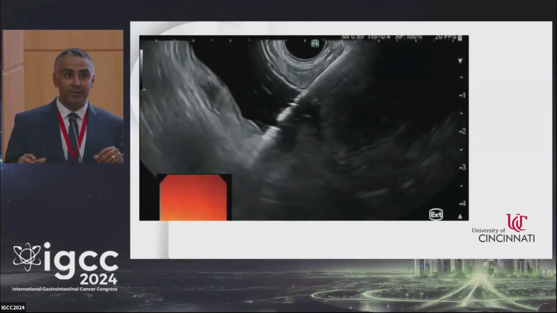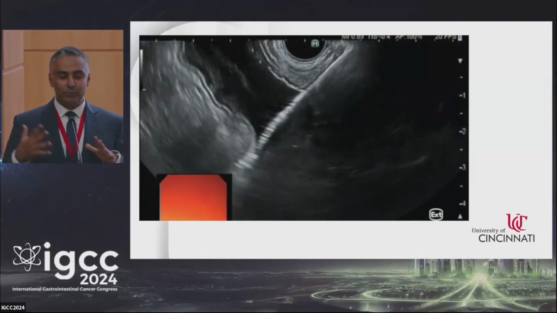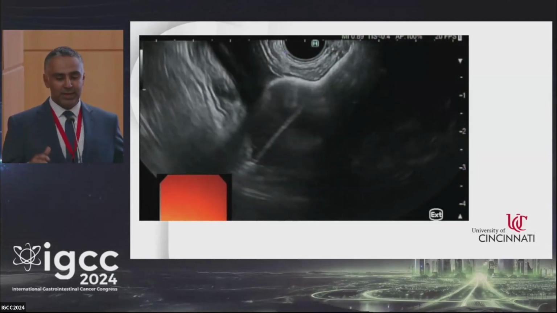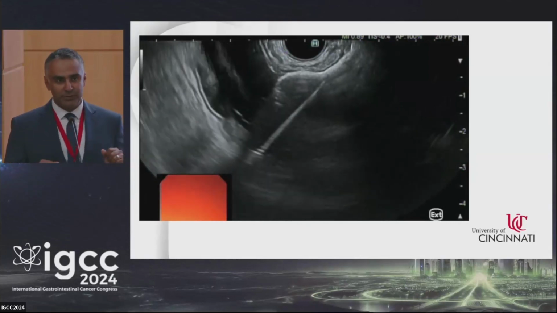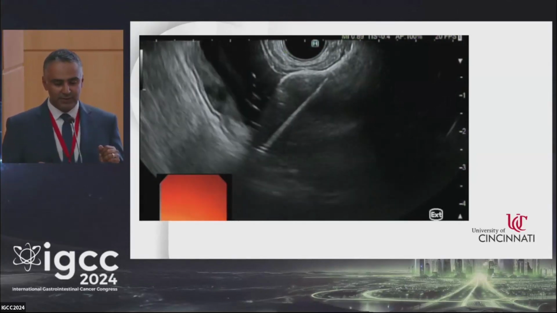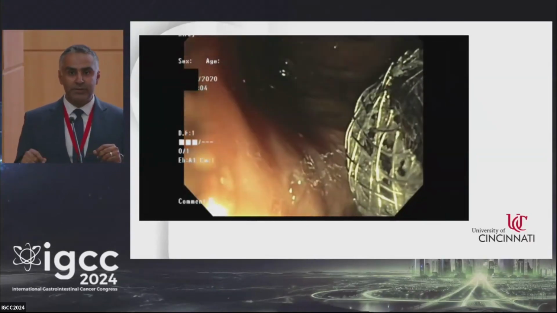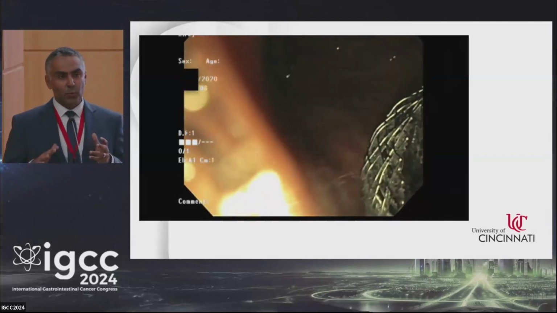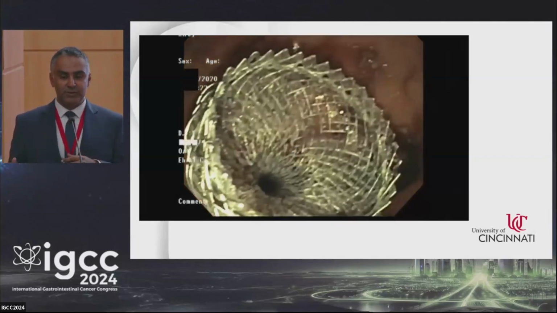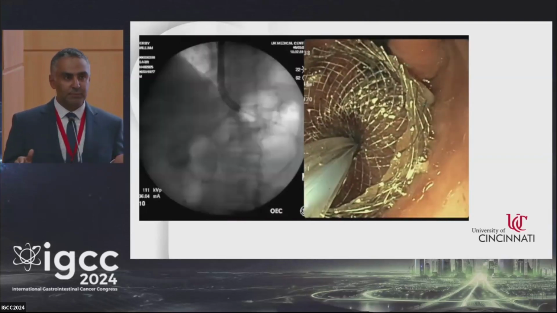Once this is verified, we switch to the lumen-opposing metal stent, electrocautery to puncture the stomach wall, and now we're deploying the distal phalange of the lumen-opposing metal stent, or the Axios stent in this case. Once this is deployed, the proximal phalange is deployed under endoscopic guidance, and then once this is done, we switch to an EGD scope to dilate the lumen-opposing metal stent to the maximum diameter.